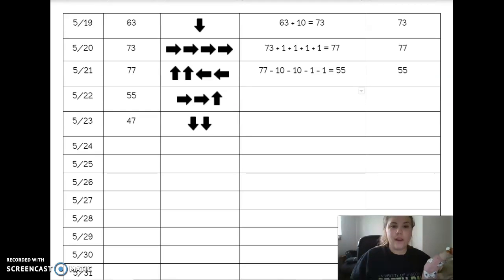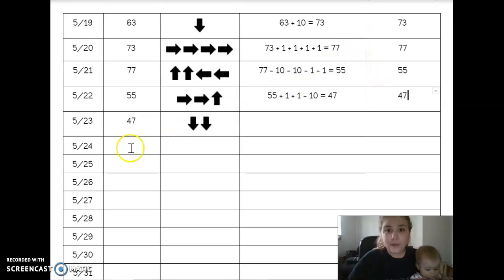Okay, here we are. Today we went right, right, up. And going right, right, up, when we go right, we add. So we start at 55, plus 1, plus 1, and then we go up. Remember, when we go up, we subtract, and we subtract 10, and that equals 47. And that is where we ended on 47.